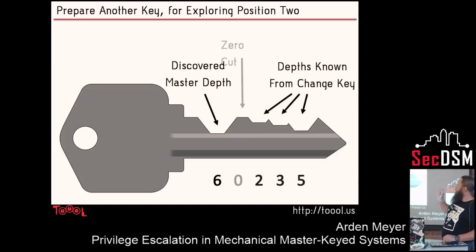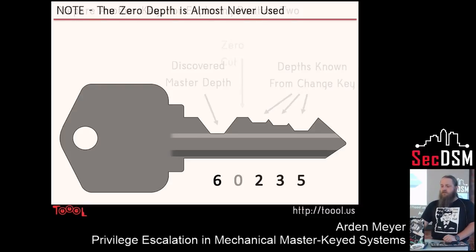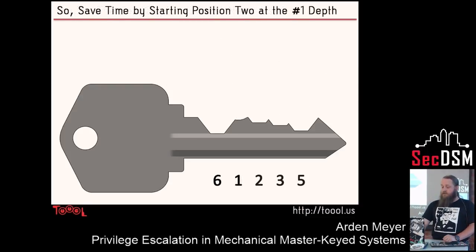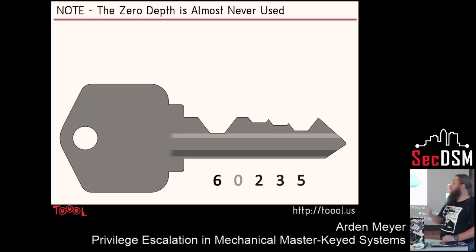Again, these are the 3 that we already knew. So again, 0 is almost never used by its specification. It's not supposed to be used. The pins do exist to do it. There have been locksmiths that have used 0 in master key systems. You'll see it in challenge locks occasionally, but it shouldn't actually be used.